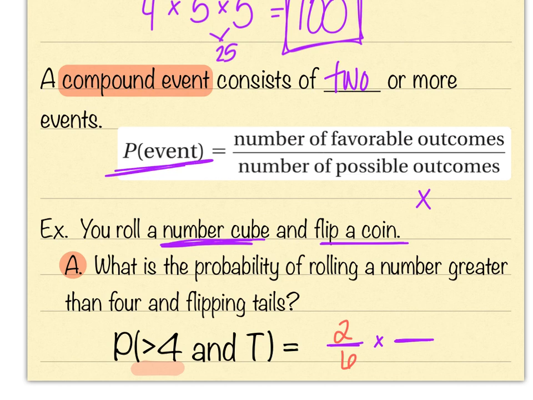And then it says you flip a coin, the probability of getting tails. Well, there's a 1/2 chance that I get tails. So I just multiply these probabilities together, right? I can cancel the 2/6 to make that 1/3.